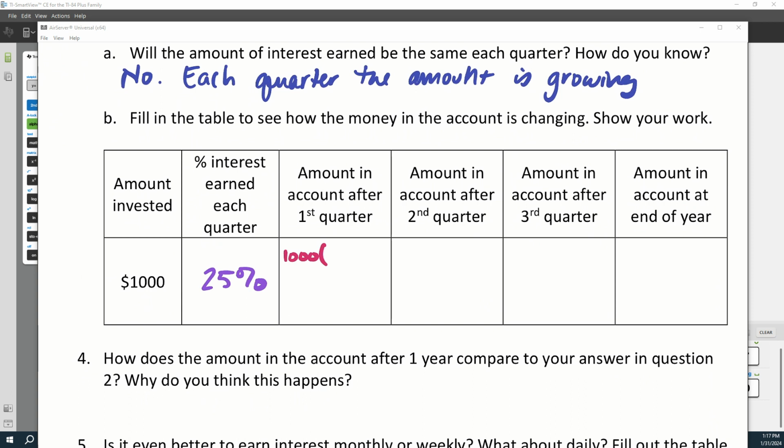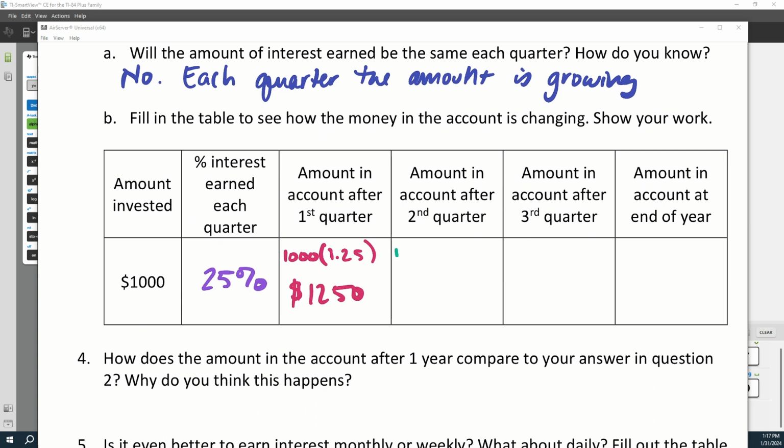1.25. So anytime you want to add a certain percentage, multiply by 1 point and then whatever that percentage is. All right, so that's going to be 1250.